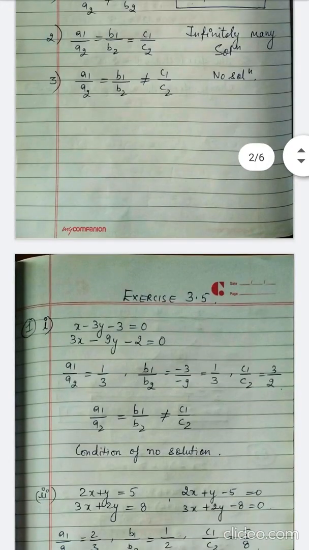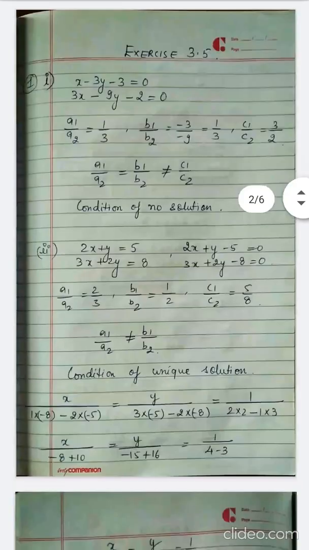Right, we start exercise 3.5. Question number 1 says, which of the following pairs of linear equations has a unique solution, no solution or infinitely many solutions? First we have to check it. In case there is a unique solution, find it by the cross multiplication method. Here we have x - 3y - 3 = 0 and 3x - 9y - 2 = 0. First we make the ratio of the coefficients, and here we see that a1 upon a2 = b1 upon b2 but not equal to c1 upon c2. This is the condition of no solution.